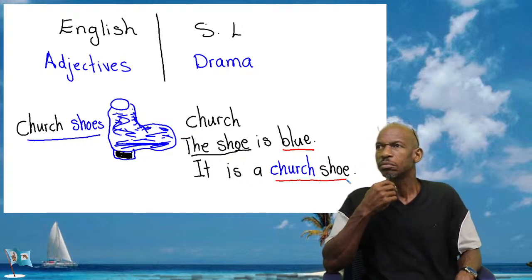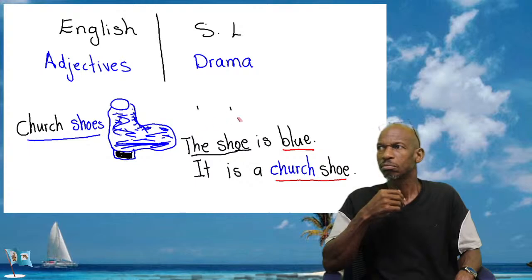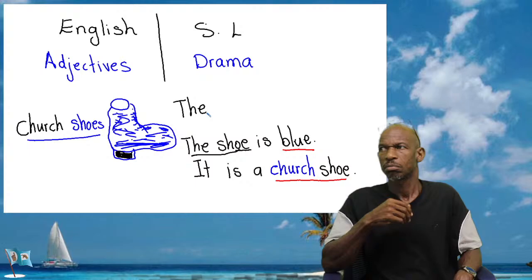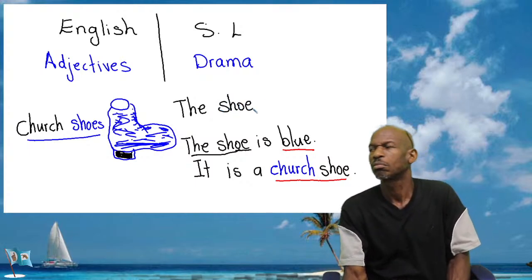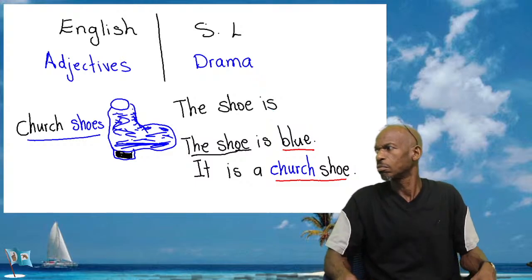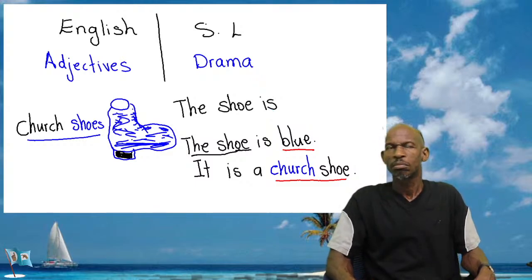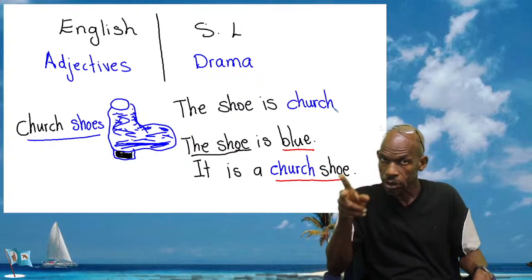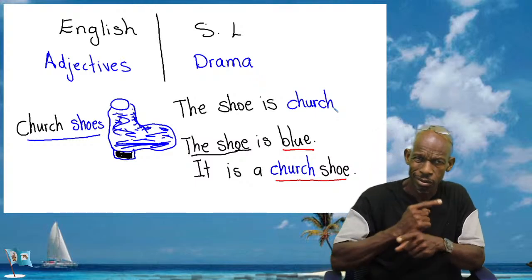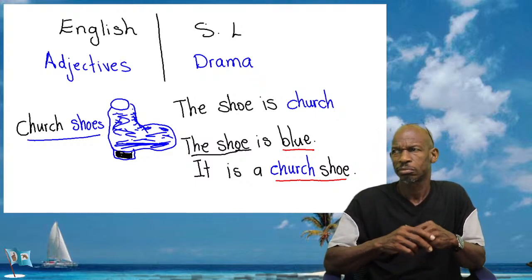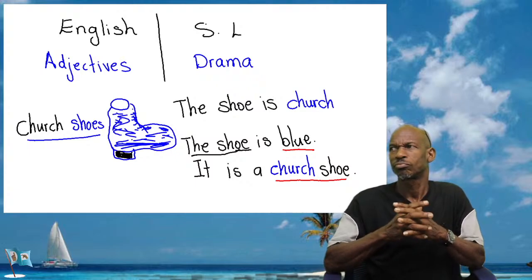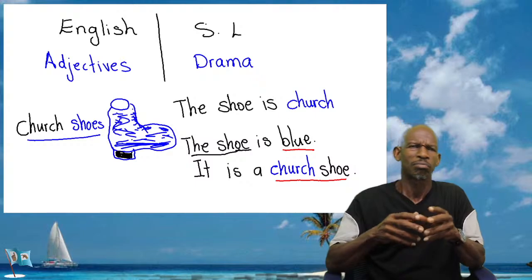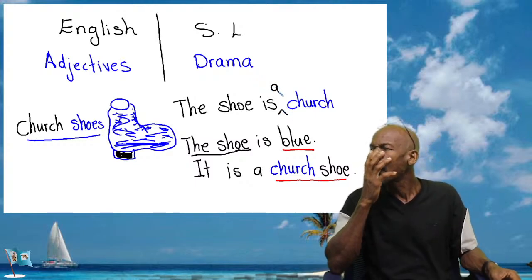So if, in deaf language, I write the shoe is, and I put the word church, if I write the shoe is church, it will not be correct. To make this correct, I have to put a: the shoe is a church shoe.